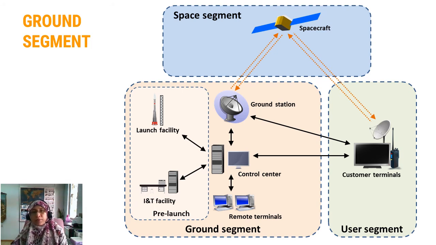The primary elements of a ground segment are a ground station, which provides radio interface with the spacecraft, the mission control or operation center, from which spacecraft are managed, and the ground network, which connects the other ground elements to one another. Also, some satellites have remote terminals used by support personnel, and spacecraft integration and test facilities. And last is launch facilities.